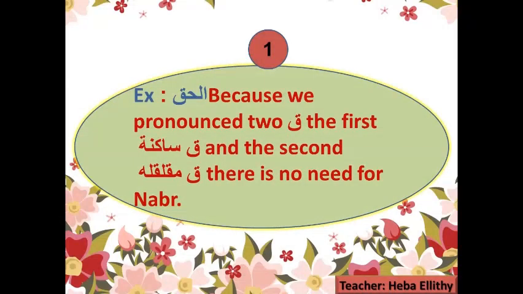If we look at the word الحق as an example, we pronounce two qaf. The first qaf is sakina and the second qaf is with qalqala. There is no need for making nabr because it's very clear. الحق, وتب, it's very clear, it's two letters. I don't need to make nabr on it to make it clear.